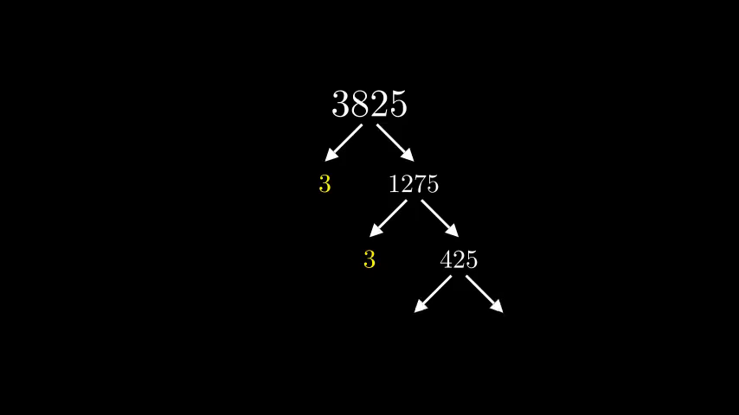Dividing by 5, 425 divided by 5 equals 85. Dividing by 5 again, 85 divided by 5 equals 17. 17 is itself a prime number, so we stop here. Collecting all the prime factors from the tree, 3825 equals 3 times 3, times 5 times 5, times 17.